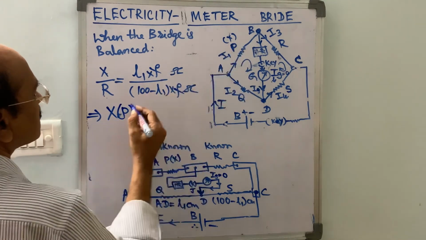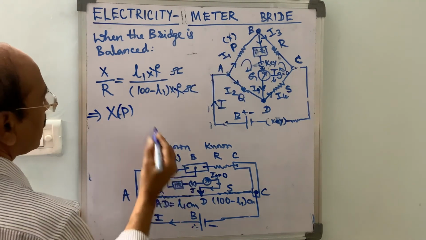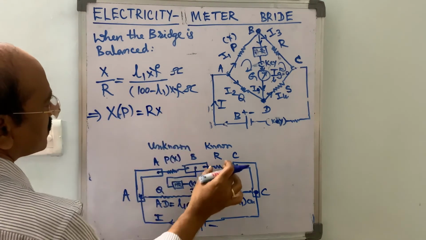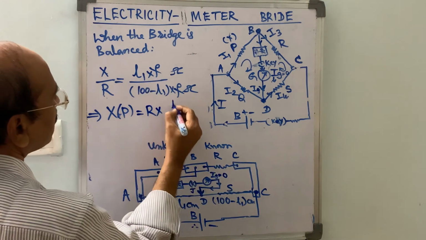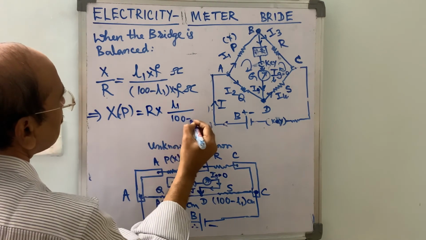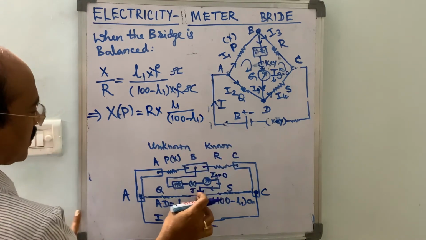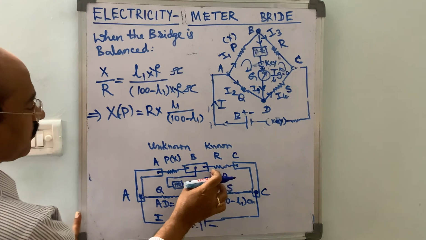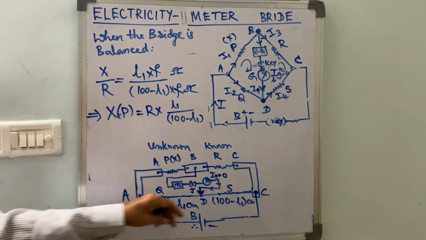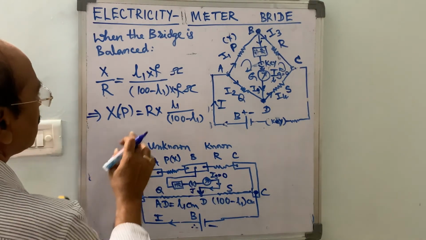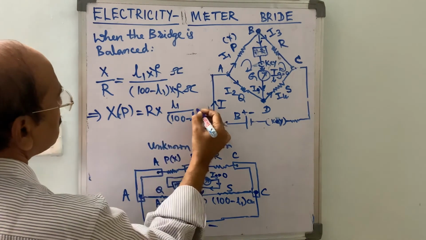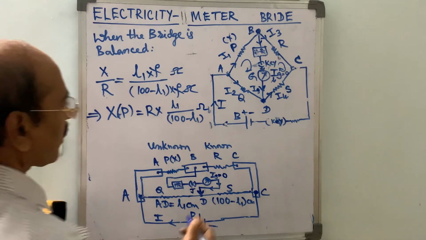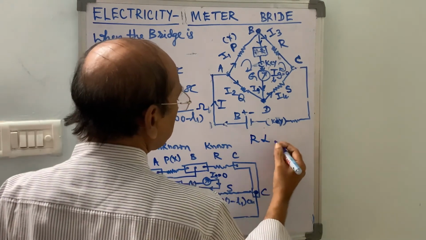This unknown resistance P, or X, is equal to the known resistance R into L1 by 100 minus L1. The L1 value is obtained from the circuit by pressing the jockey at the point D where Ig becomes 0. The meter scale shows the reading L1. Therefore, the unknown resistance is calculated by using this formula.